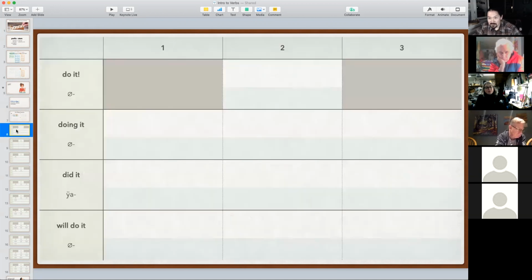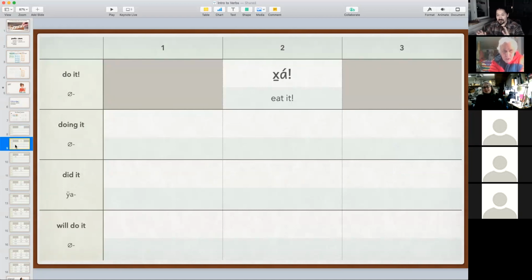So, verb predictors, try and take turns. Somebody tell me how to say, eat it. Cha. Right, so there it is, cha. So what you have here, if you put the symbols in there, it's a zero because it's a third person object, which is unmarked.